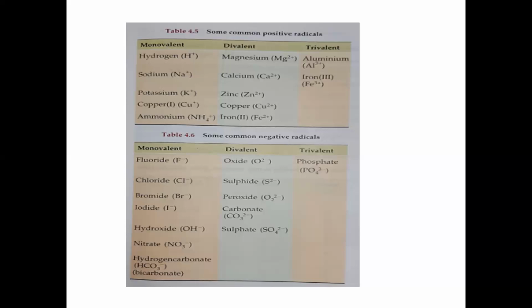Similarly, an Mg2+ radical will require two OH radicals to form Mg(OH)2, that is magnesium hydroxide. The formulae of compounds containing radicals can also be written by transposing the valencies and dividing them by a common factor.